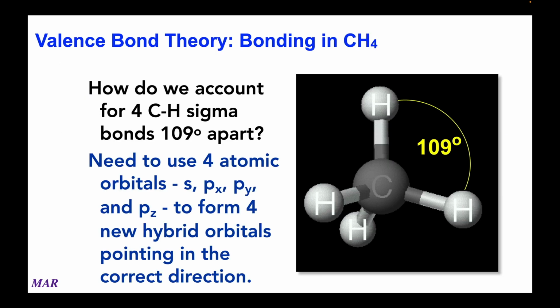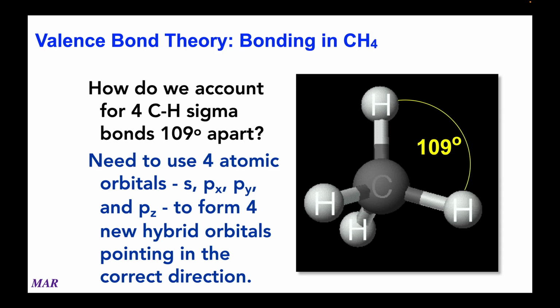Let's look at another example, this time methane, which is CH4. And again, the same kind of question. How do you go from carbon with 1s2, 2s2, 2p2 atomic electrons into 109-degree angles as predicted by VSEPR, i.e. the tetrahedral electron pair geometry?